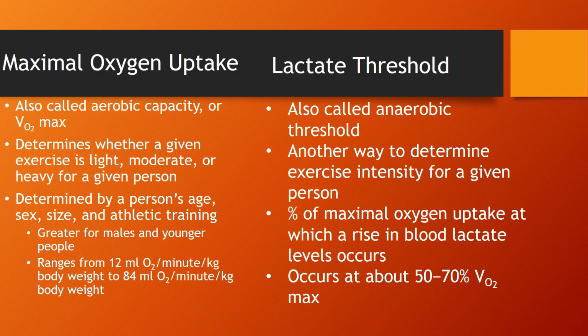Now, lactate threshold is also important because this is also known as anaerobic threshold, and it helps to determine exercise intensity for a person. It's a little bit different than VO2 max because it tells us the percentage of maximum oxygen uptake at which blood lactate levels increase. This typically starts peaking at about 50 to 70% of VO2 max.